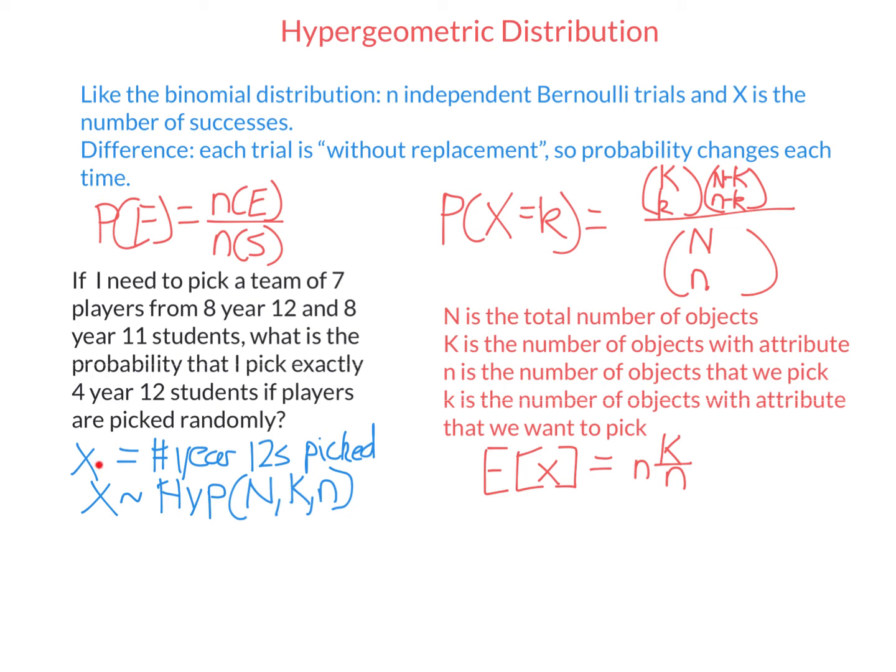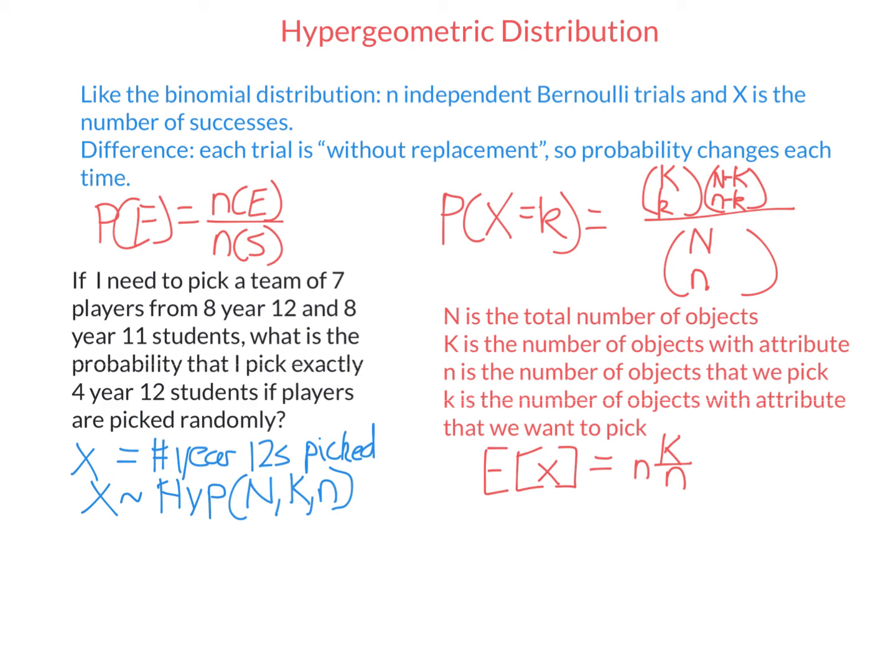So here I'm going to let x, my random variable, be the number of year 12s picked. So it turns out x follows a hypergeometric distribution. So this picking is without replacement. If you're picking a team of 7, if you pick a guy from year 12, say his name's Ethan or something, you can't pick him again the second go. If you pick Ethan as the first player, you now have only 7 year 12s to pick from and 8 year 11s. That's why this is without replacement. You can't pick the same person twice.